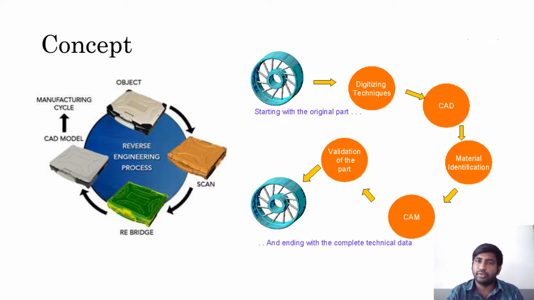Here the process is reversed, right? First of all, the old wheel is captured. The concept will be captured from the old wheel. After that, all these techniques will be done. After the validation of the part, the required part will be created. Okay, so this is the entire cycle of reverse engineering.